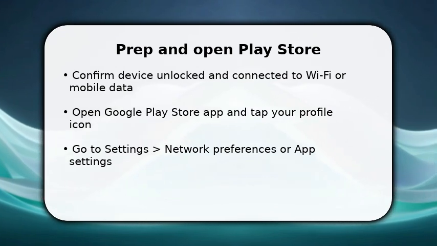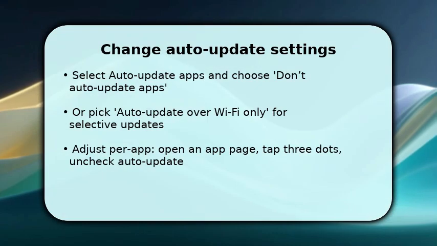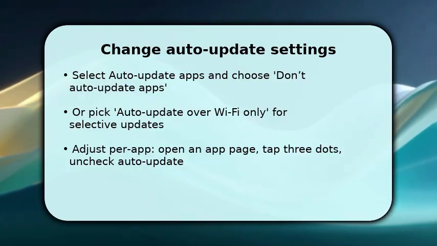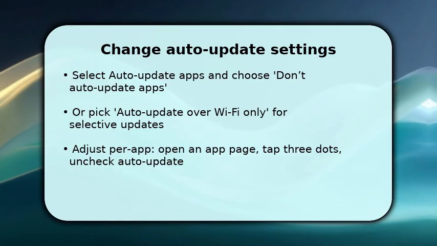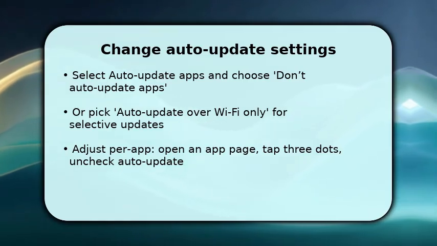Now change the actual update behavior. Tap Auto Update Apps and choose Don't Auto Update Apps to stop updates entirely. If you prefer control, pick Auto Update over Wi-Fi only so cellular data isn't used.